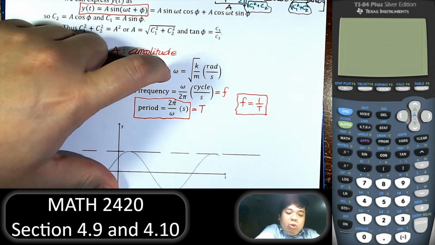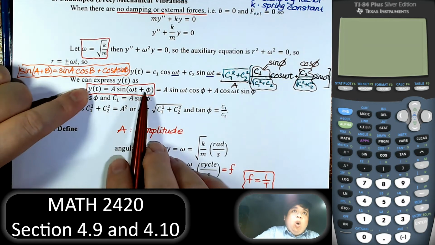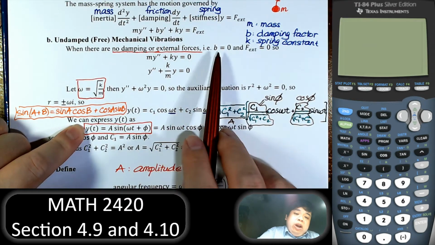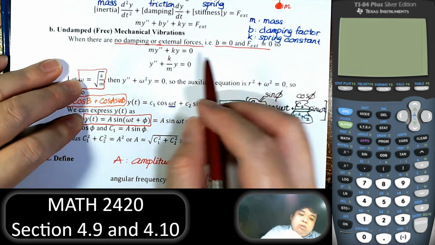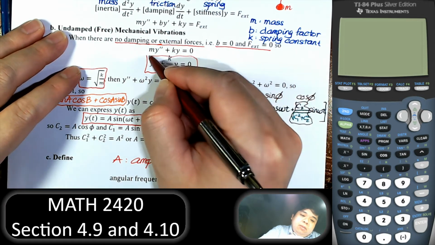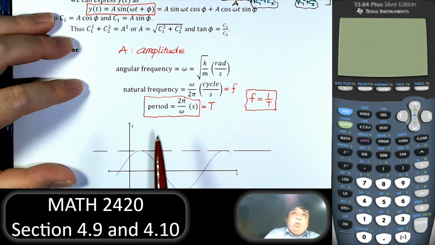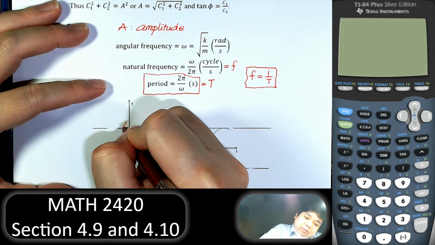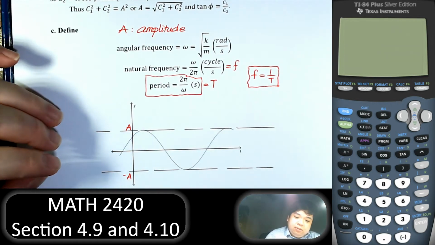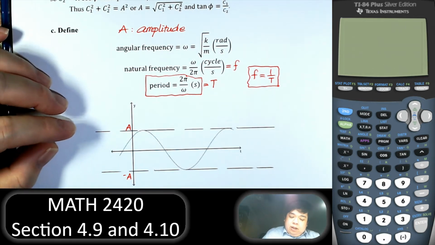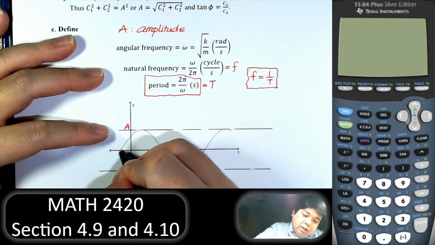And the angular frequency is omega, which is the square root of k over m. Of course, this is only in the case where we have b equal to 0 and external force equal to 0. So we just have this equation. That is the equation. This is the solution. And in this equation, we can find the amplitude. So the graph will go between negative A and A. And then the period is T. So this is a period.